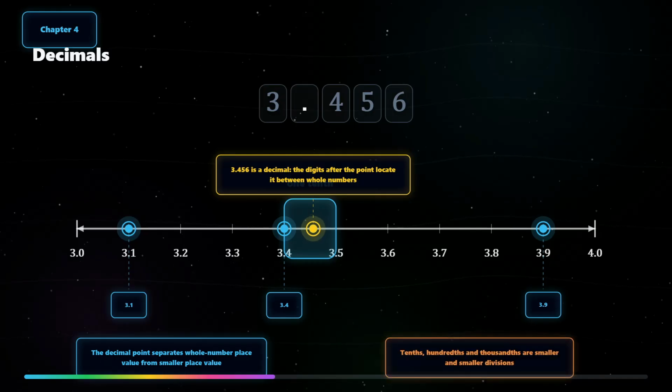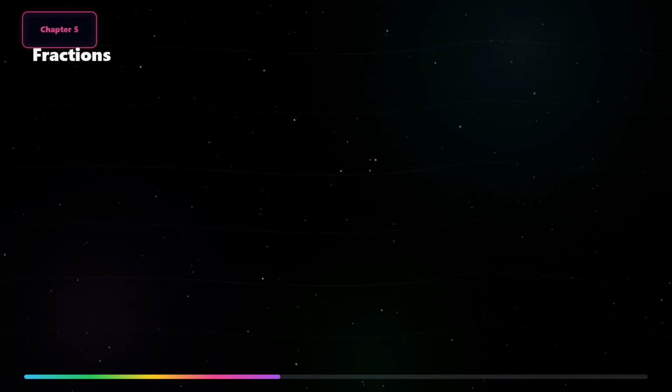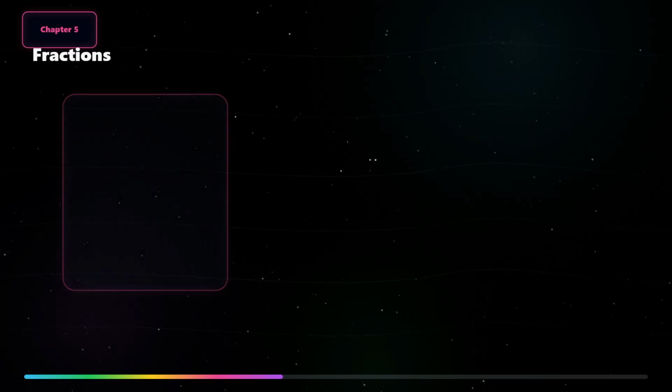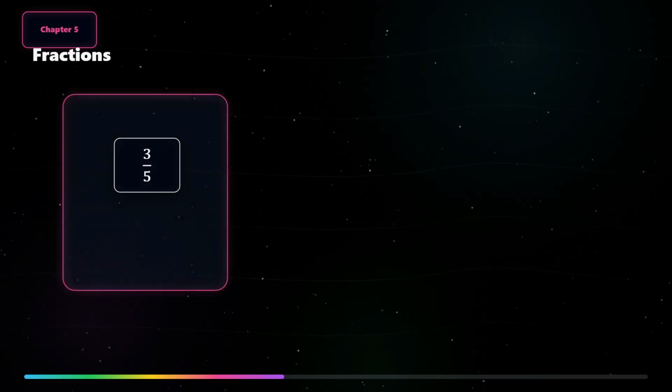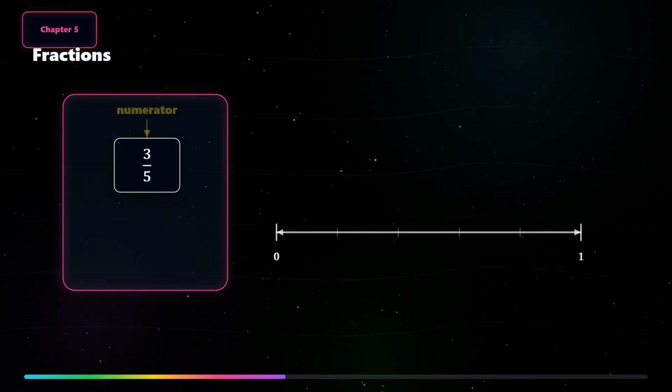Tenths are smaller than ones. Hundredths are smaller than tenths. Thousandths are smaller than hundredths. Now fractions. A fraction shows equal parts of a whole or equal parts of an interval. Take 3/5. The top number is called the numerator. The bottom number is called the denominator.